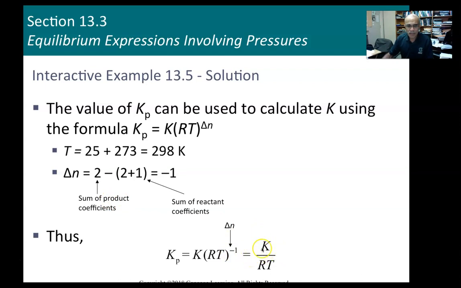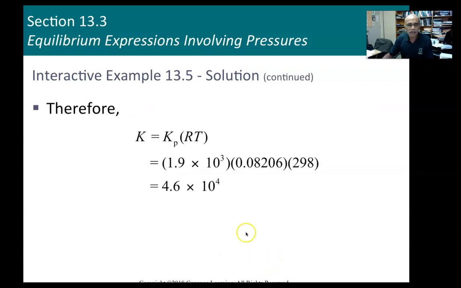And so therefore you substitute that in. That is equal to the same expression. If it's to the negative 1, that'll be over the ratio of RT, and substitute in the numbers. So Kc is equal to Kp, now I've rearranged the equation, times RT. So it'll be 1.9 times 10 to the power of 3 times the gas constant. Notice that we're working in atmosphere, so this is the gas constant, that's the temperature in Kelvin, and you get this value. So that's the Kc.